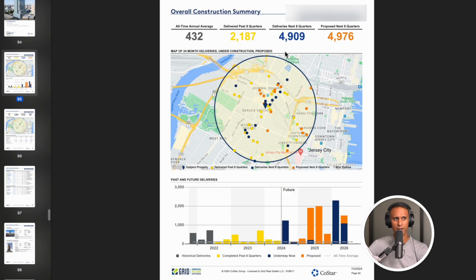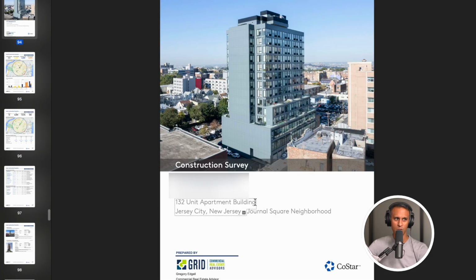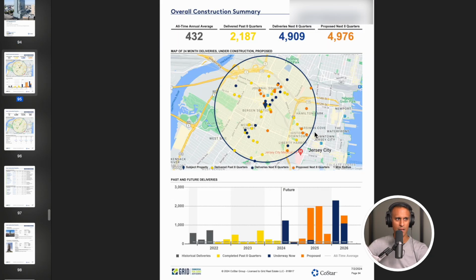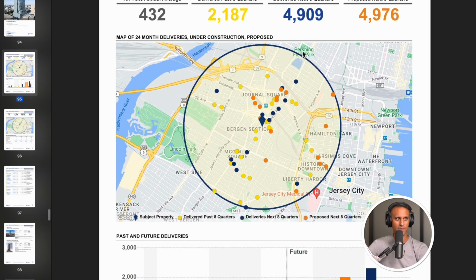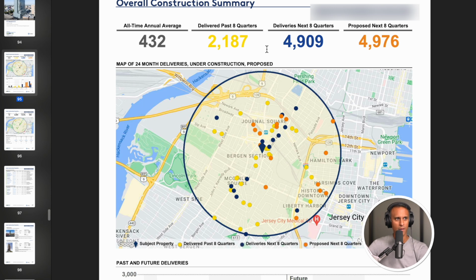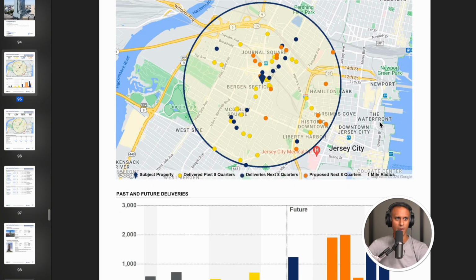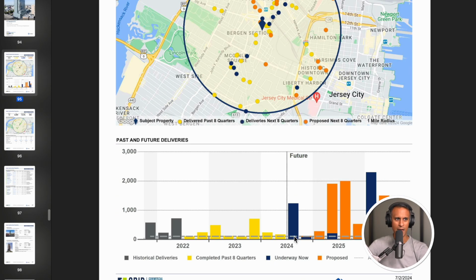So CoStar has data around that as well. There's a section in this report they call the construction survey, which shows you in that area what they see and what is the state of these projects. So here, for example, they're giving exact unit measures based on their database. Here's how much was delivered in their database in the last 2 years. Here's their projected deliveries in the next 2 years. Here's things that are proposed that perhaps may or may not ever break ground. And they have projections around when they think those things might be delivered.